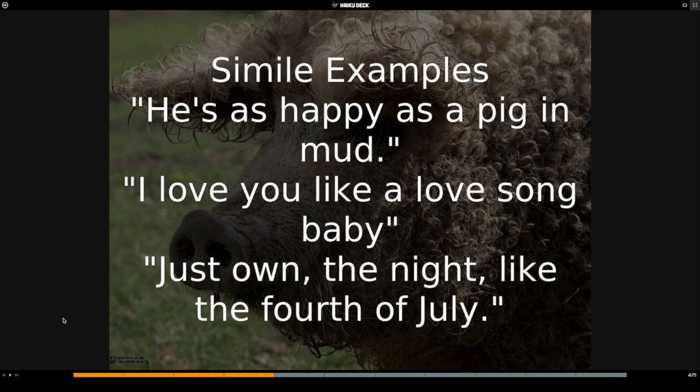Let's take a look at this first example. He's as happy as a pig in mud. There's that pig in mud behind the text. It's a silly image that makes you smile, and it's much more interesting than just saying he's happy.